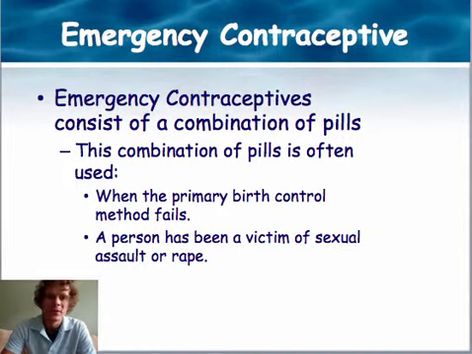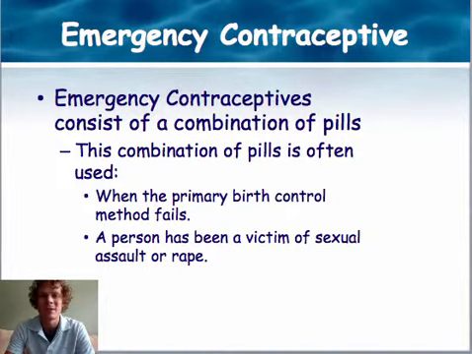Emergency contraceptive. Emergency contraceptives consist of a combination of pills. This combination of pills is often used when the primary birth control method fails or when a person has become victim of a sexual assault or rape.